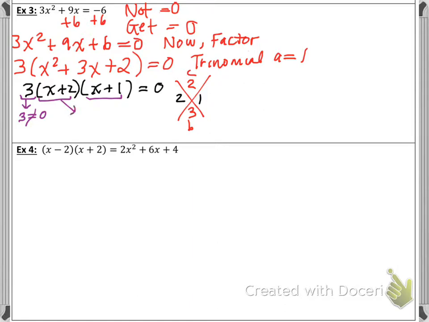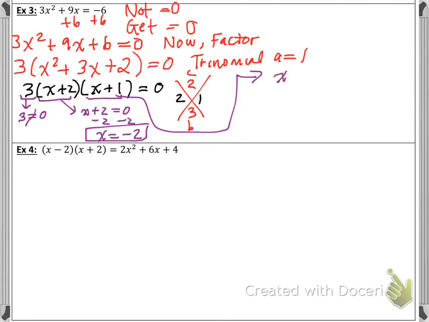So now bringing down the x plus 2, I would subtract 2 over to the other side and get x equals negative 2. And then I'm going to do the x plus 1 over here. Subtract 1 over and get x equals negative 1. So those would be my two solutions there.